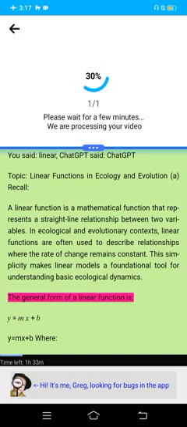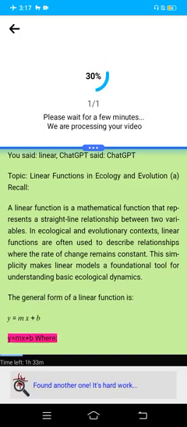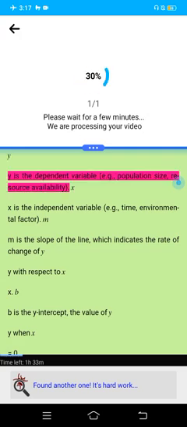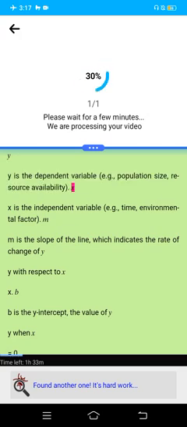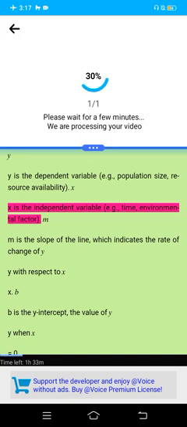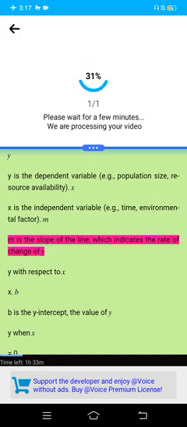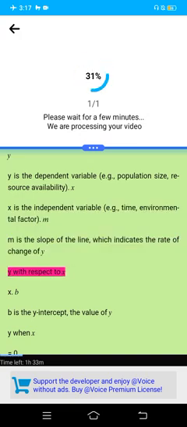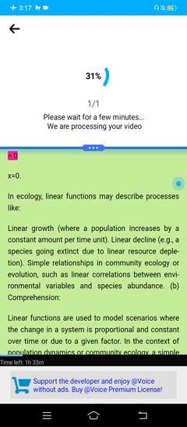The general form of a linear function is y equals mx plus b, where y is the dependent variable, e.g., population size, resource availability. X is the independent variable, e.g., time, environmental factor. M is the slope of the line, which indicates the rate of change of y with respect to x. B is the y-intercept, the value of y when x equals 0.